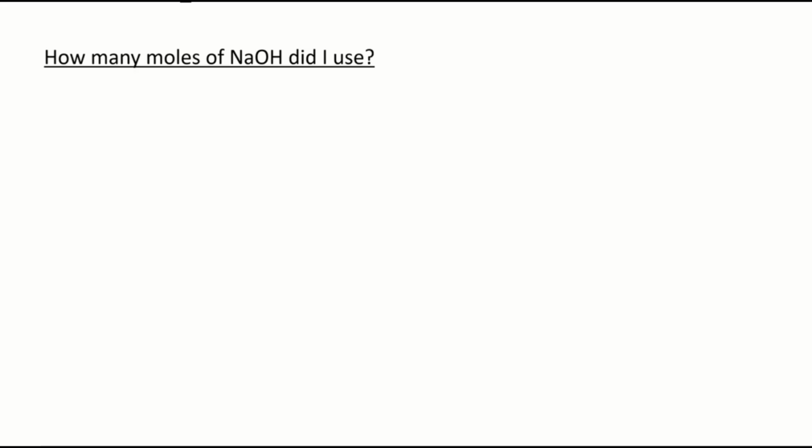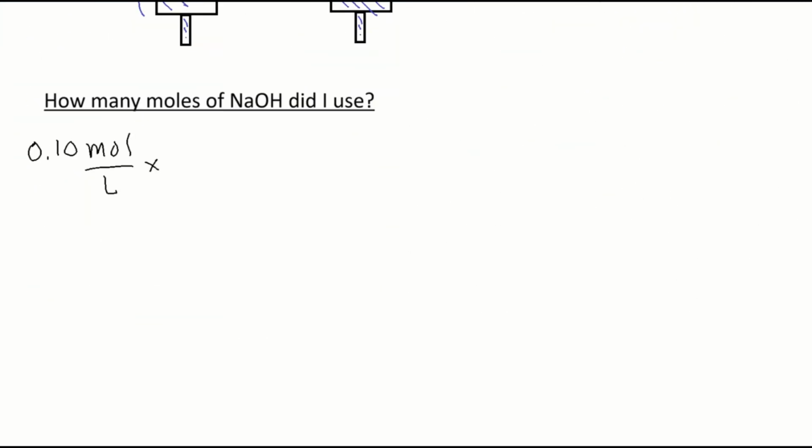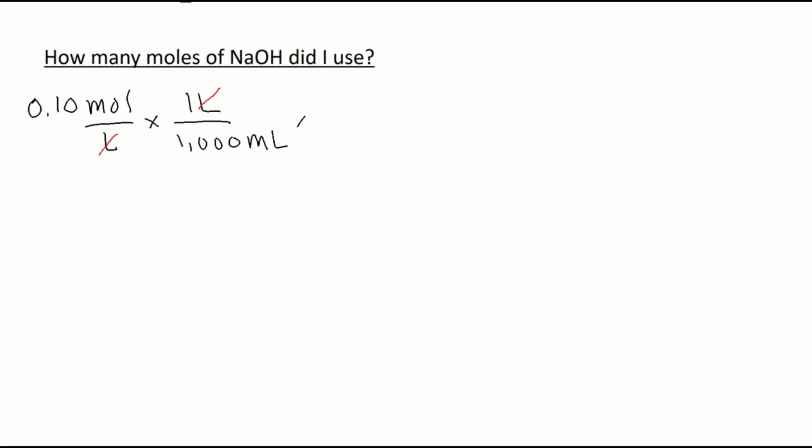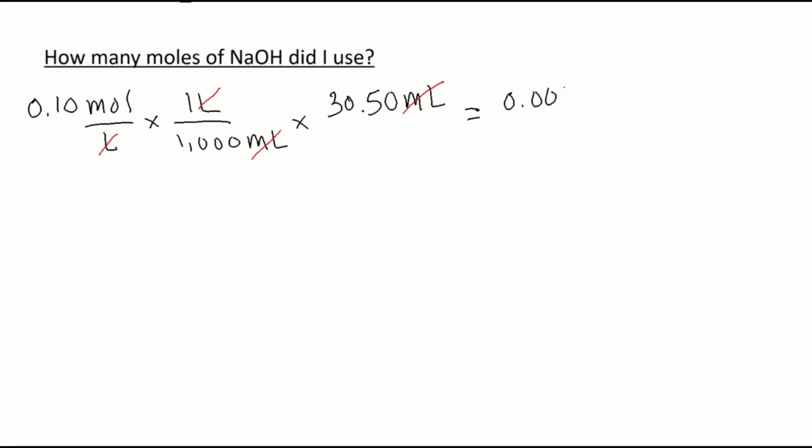Here, let me show you. Start with your concentration, 0.10 moles per liter. Now let me use a conversion factor to turn that into milliliters, because that's the unit you use to measure your volume. Now we can multiply that by your volume of NaOH to find the number of moles that you used of your NaOH. If you use those numbers, we get 0.00305 moles of NaOH was used in your titration.